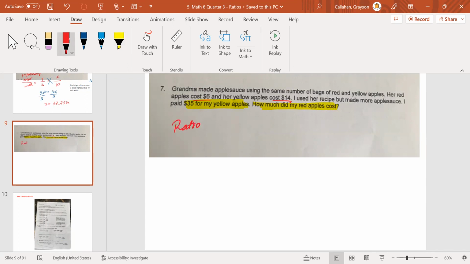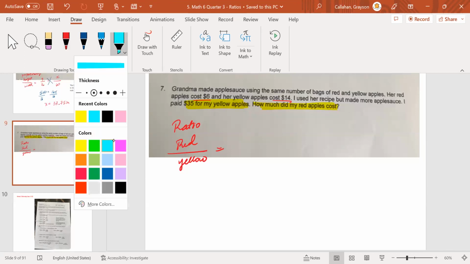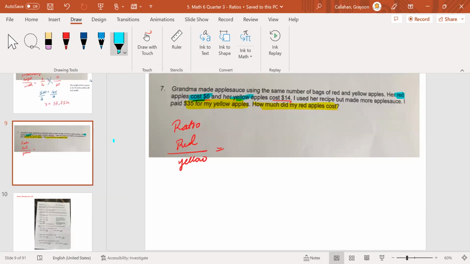So your ratio here is going to be your red apples over yellow apples. The question already gives you that, Emma: red costs $6, yellow costs $14. So you start with that.